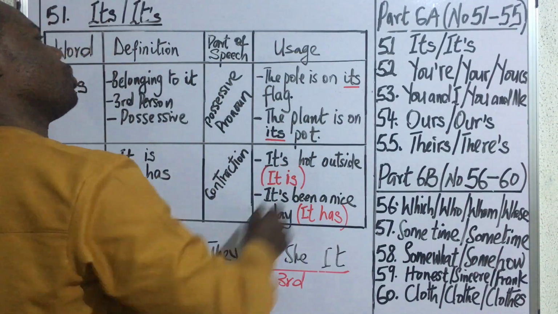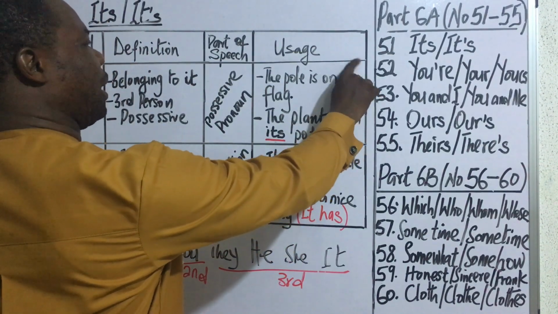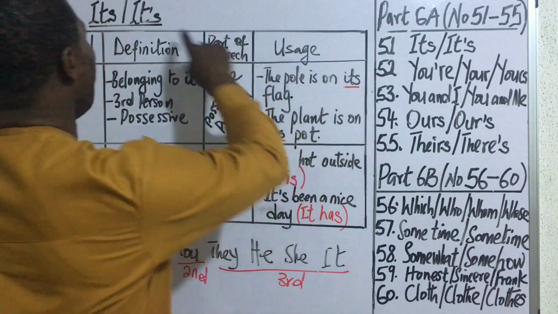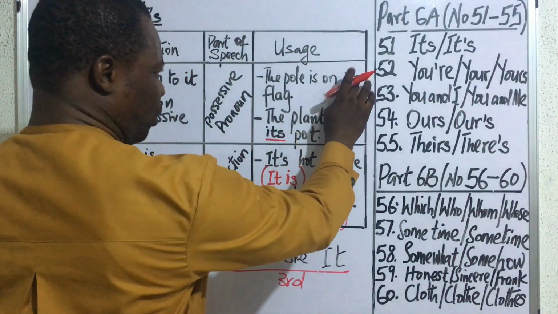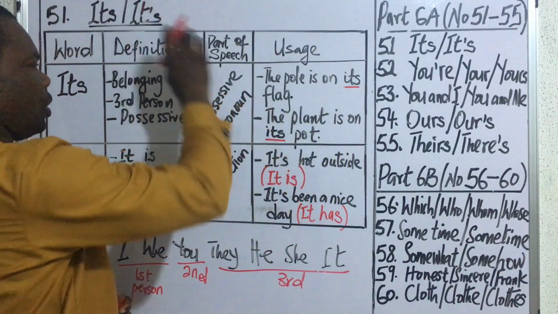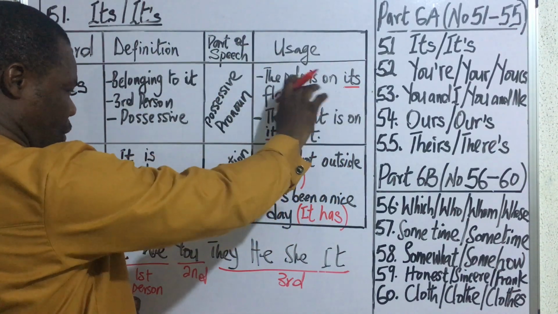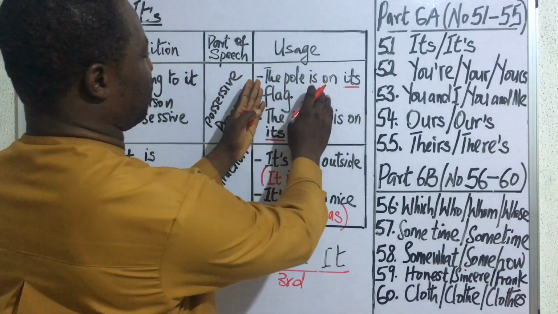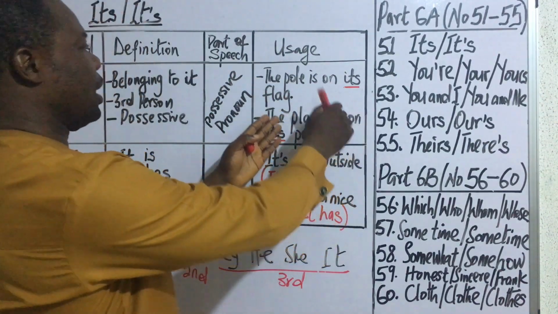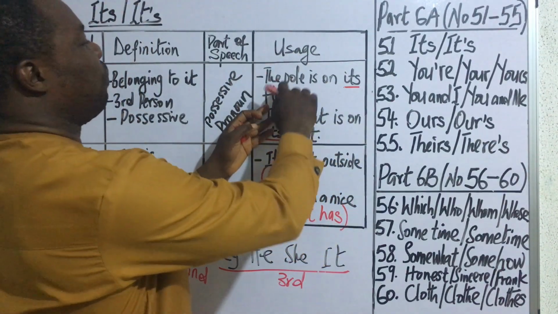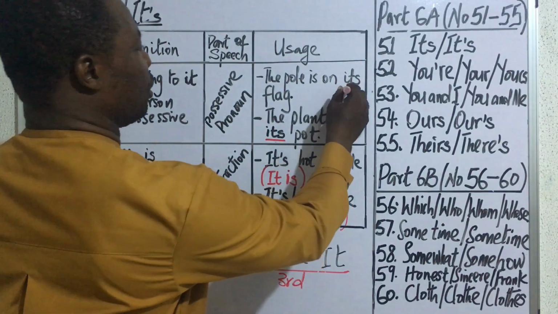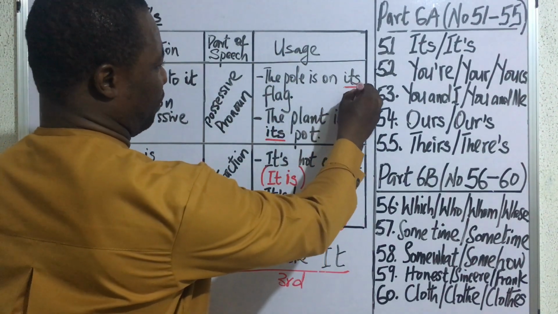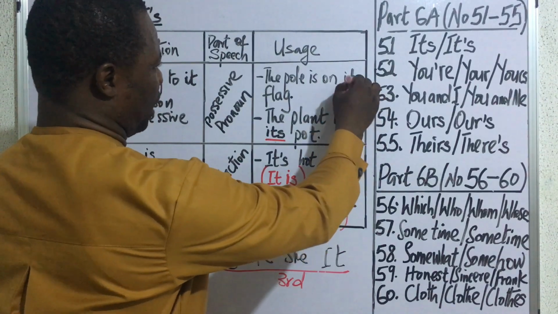All right. So you can see that the form of the word that is used here does not have an apostrophe. So if you introduce an apostrophe to this word, then you are going to get it wrong in this expression. Because as far as this expression is concerned, it's trying to tell us that the flag belongs to the pole. All right. So if you should bring an apostrophe before the S, then you are going to get it wrong.